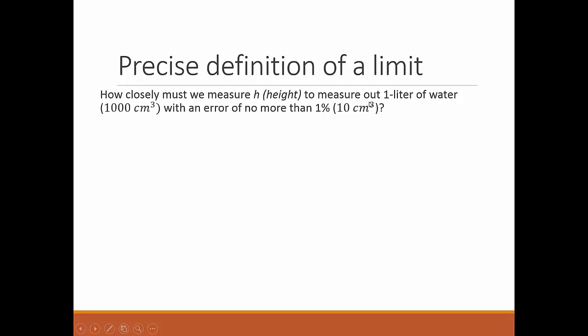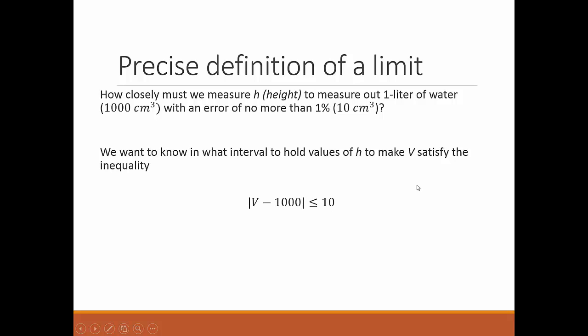So in this case, we're going to measure out 1 liter of water, which is 1,000 cubic centimeters, with an error of no more than 1%. Because we feel like 1%, no big deal. If you're over 1% or under 1%, my potatoes are going to be fine, right? And so that would be my 10 cubic centimeters.